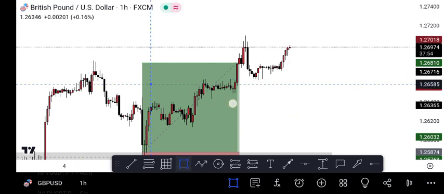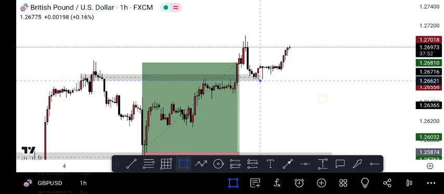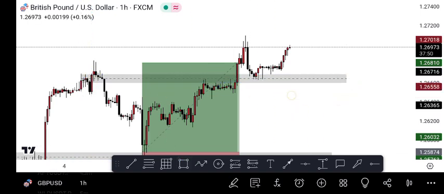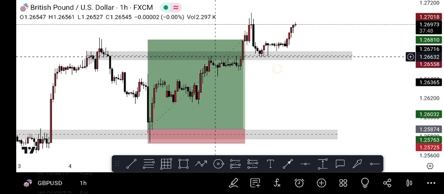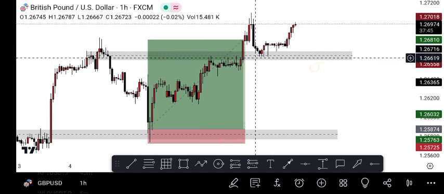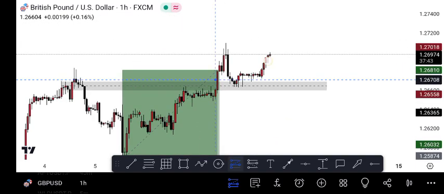Okay? So we are going in from here, right? If you look closely, you see multiple touches in price. These are multiple touches. Our entry is here. Where's our stop loss?